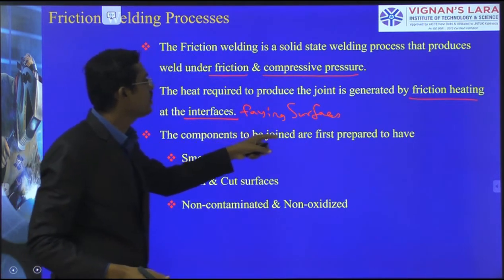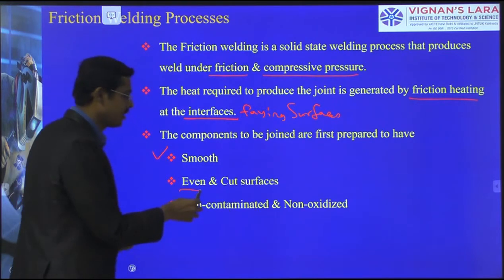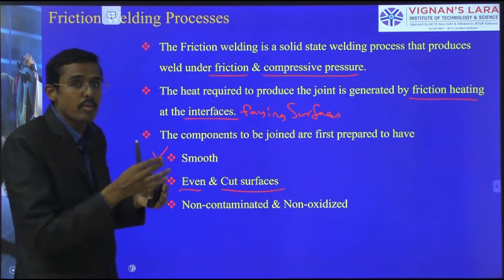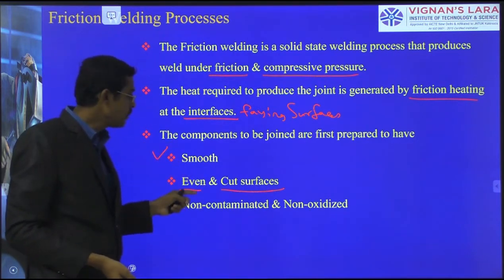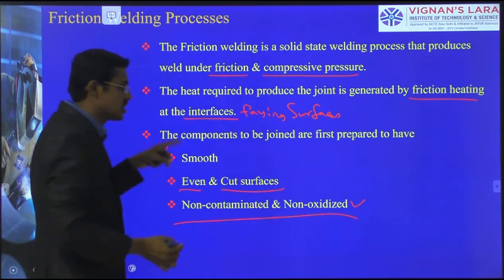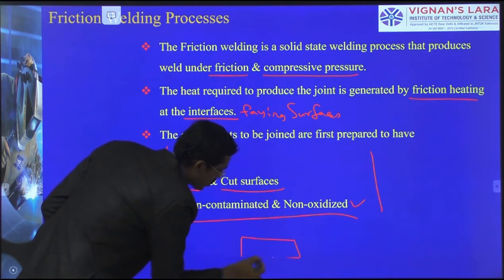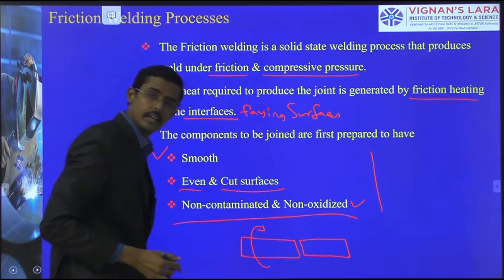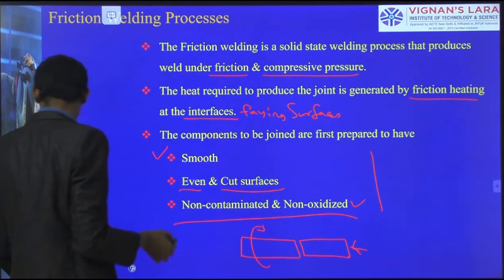The components to be joined are first prepared to have smooth, even cut surfaces. It means flat, not the edge preparation. Irregularities, contaminations, and oxidized layers are not to be there. Those things we have removed. We need smooth, even cut surfaces, not contaminated, with non-oxidized layers. So these things we have prepared first. The specimens are ready, the two flat specimens which we are going to weld. Now here we have to rotate and apply the pressure and we will be able to weld. That we will see one by one.